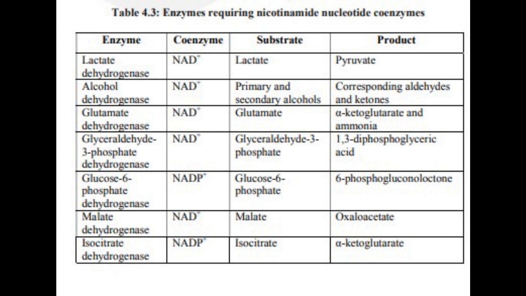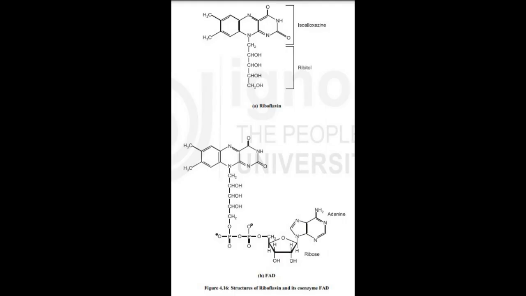Table 4.3, enzymes requiring nicotinamide nucleotide coenzymes. B. Flavin nucleotides are derived from the vitamin B2, riboflavin, and are actively involved in hydrogen transfer reactions. You may recall reading in the last unit about the two coenzymes that are produced from riboflavin, i.e. flavin mononucleotide, FMN, and flavin adenine dinucleotide, FAD. Look at figure 4.16 for the structure of FAD.